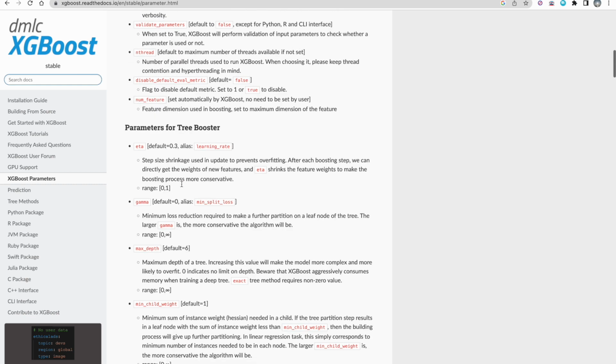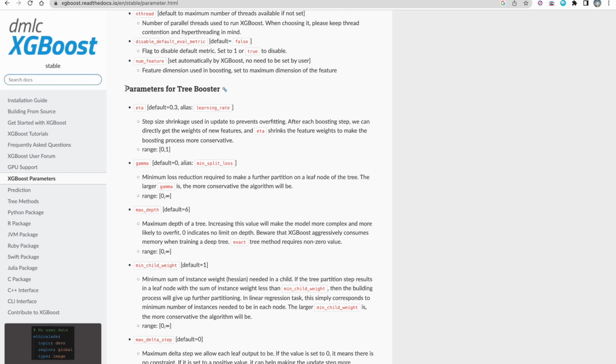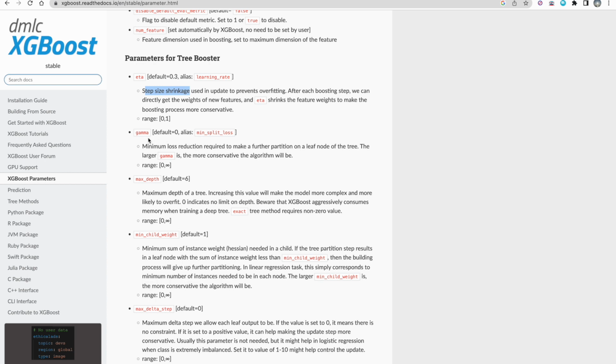But let's see, I wanted to show you some of the hyperparameters which we have been talking about, right? So eta, the default is 0.3, and this is nothing but alpha actually, right? If you see, the range is 0 and 1, similarly like alpha, and this is the step size shrinkage. What is step size shrinkage? In case of gradient descent, if you remember how much smaller steps you are taking, that is the step size shrinkage. Okay, now what is this gamma?